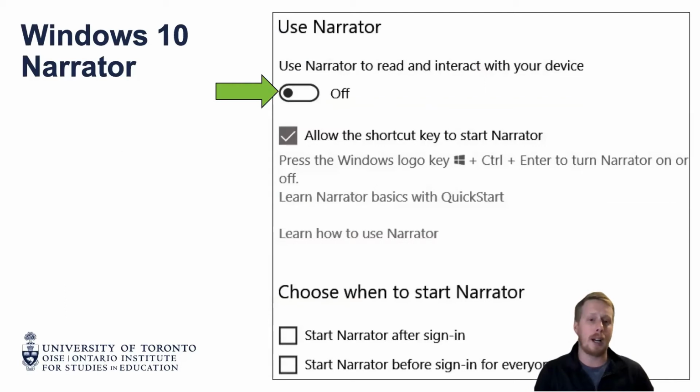Windows 10 also has what's called Narrator. So you can turn that on in your system settings, and that will literally start narrating everything that your computer sees, including where your mouse is, what your mouse is clicking on. Again, this is used more from an accessibility standpoint, but some people really prefer using Windows 10 Narrator.